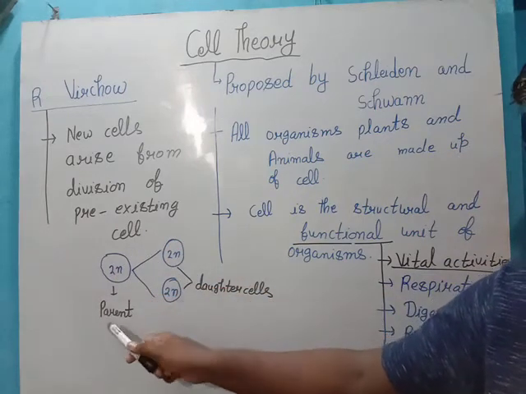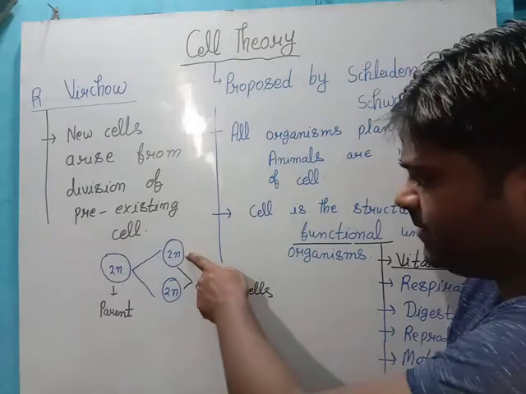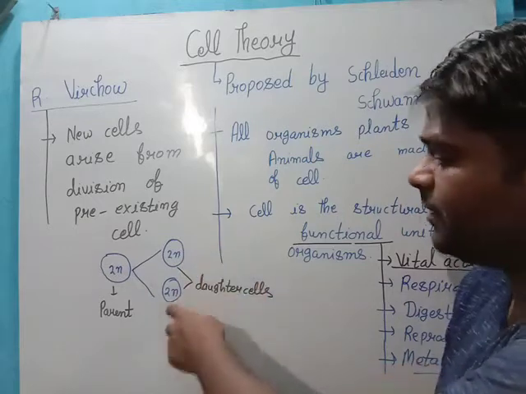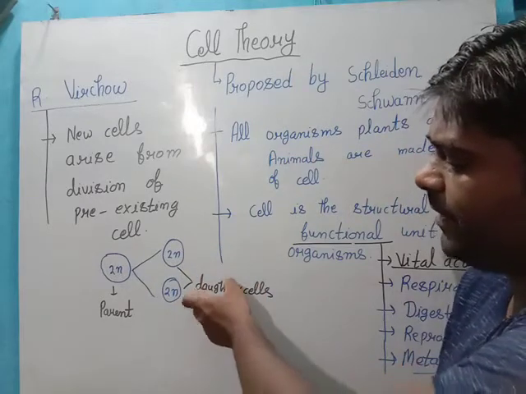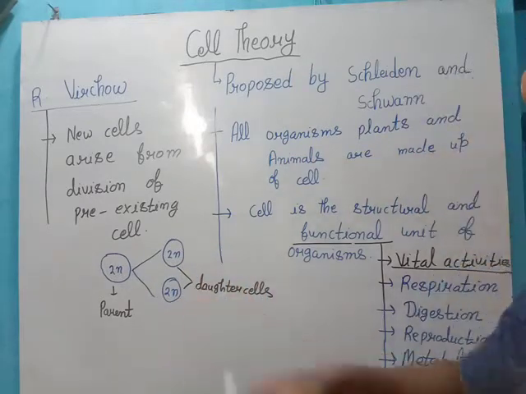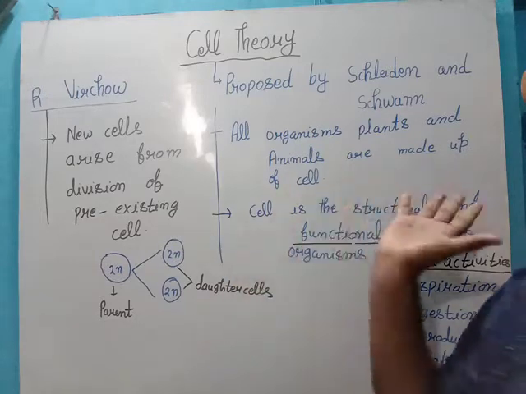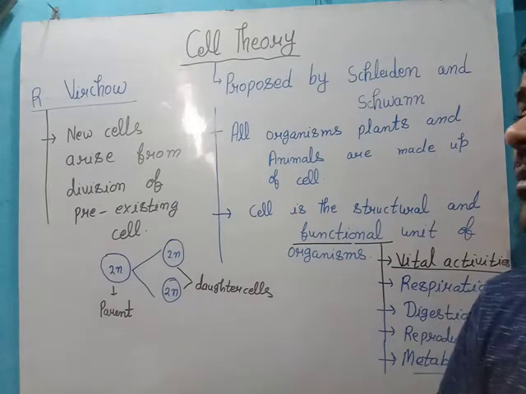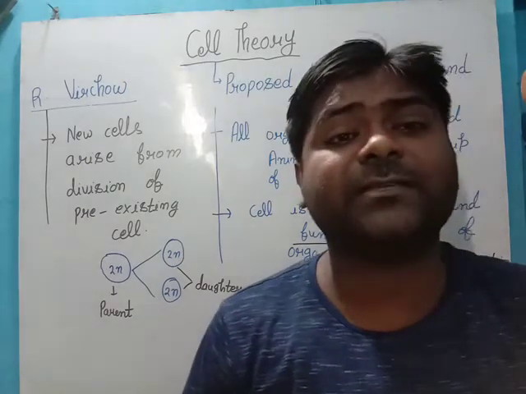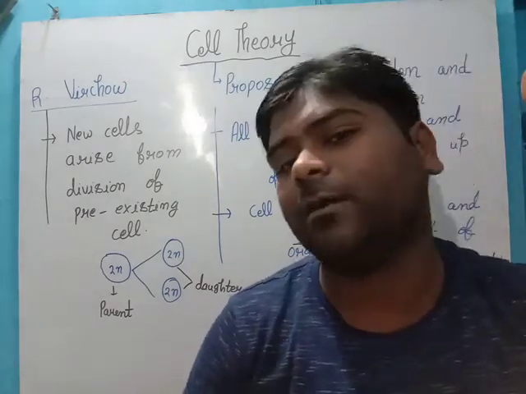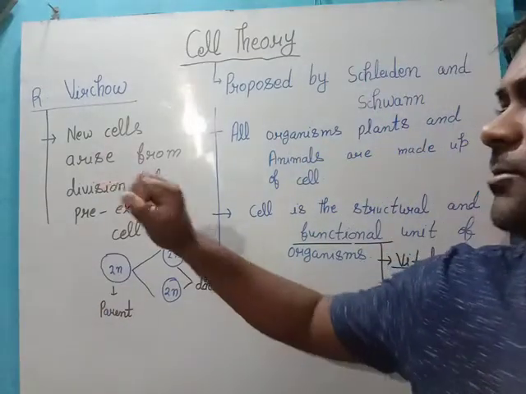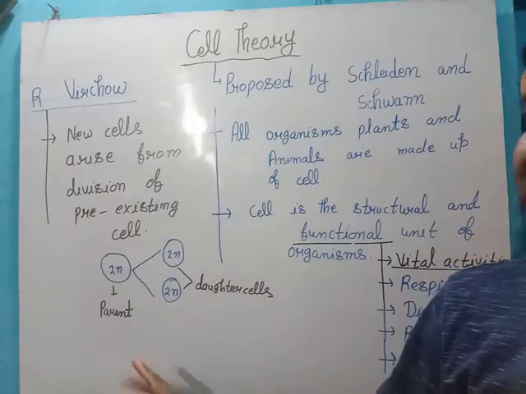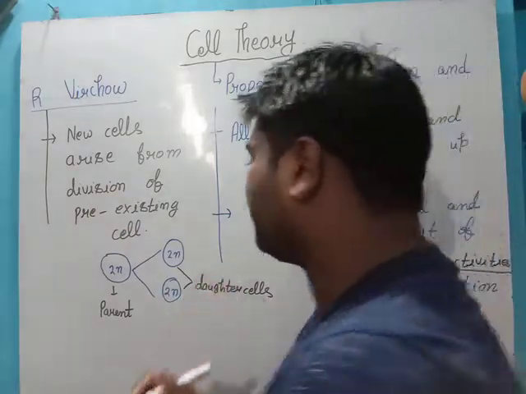In this case this cell is the parent, and when it divides it forms daughter cells. How many cells do we have? 4. Then 4 will divide. How many cells will we have? 8. In this way we will have an increase in the number of cells in multicellular organisms. That is the concept. New cells arise from division of pre-existing cells. All the time you need to focus on pre-existing.